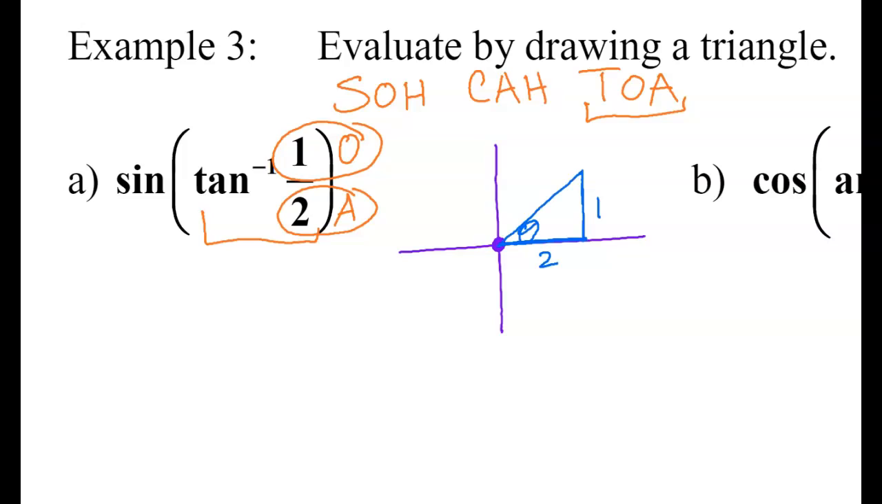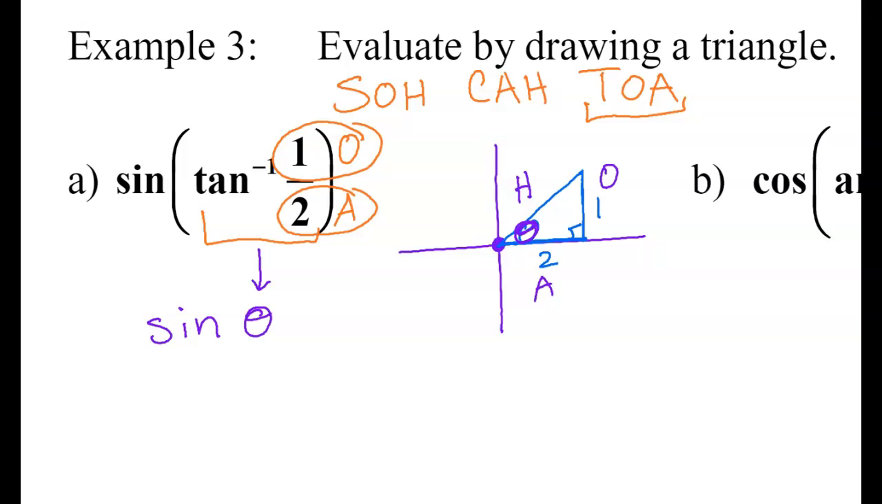creating what is called the right triangle. This is my opposite side, this is my adjacent side, and of course this is my hypotenuse. So if I'm asking for the inverse tangent of 1/2, this whole thing should give me this angle theta. I don't really need to know what that theta is, because all I'm now looking for is the sine of that theta.